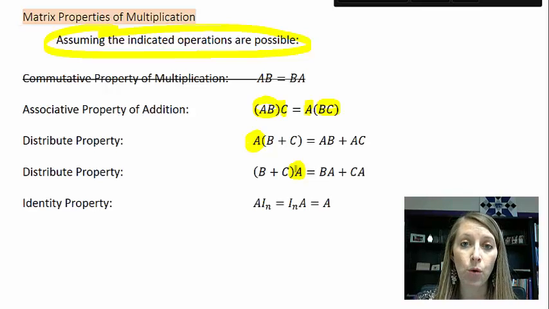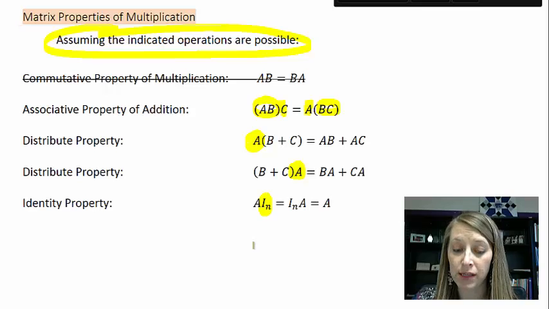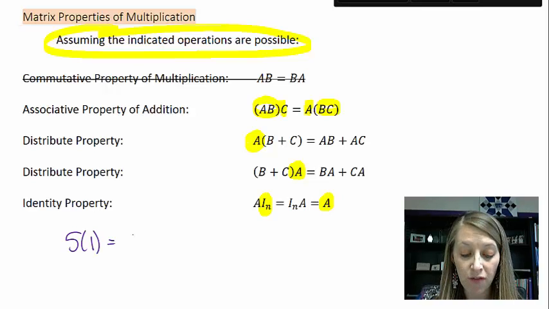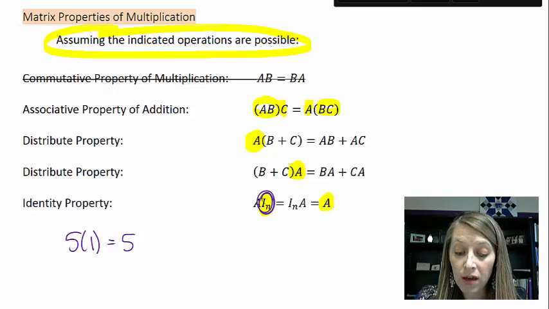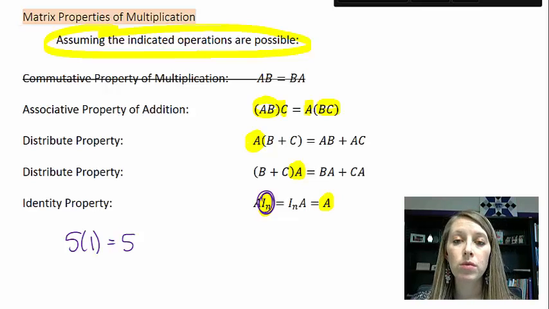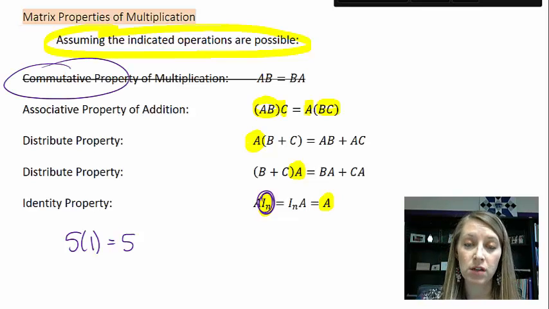And the last thing is our identity property, where if I multiply a matrix times our identity, remember that's ones on the diagonal and zeros every place else, we end up with the exact same matrix. So this identity is kind of like the 1 in our real number system. So 5 times 1 gives me 5. This is the 1 version of our matrix format, where it's ones on the diagonal and zeros every place else. So that's just a recap of what properties hold true when we're talking about matrix multiplication and which ones don't, specifically the commutative one.